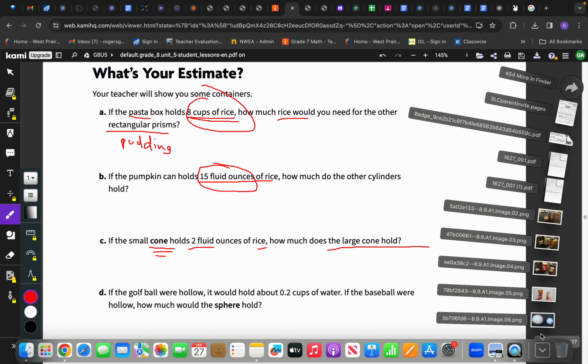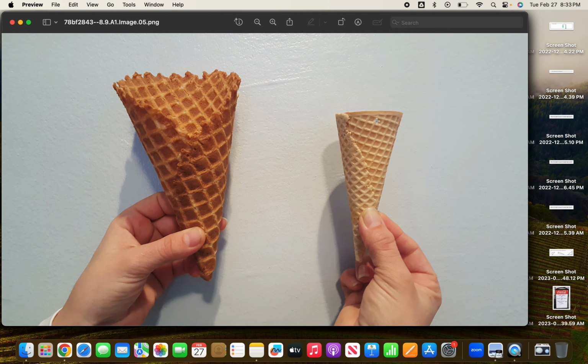So let's go look at the cones. If this one over here holds 2 ounces, then how much does that one hold? That's 2. How much does that one hold? I'm curious because we're going to learn some formulas for finding the volume of cones. Some formulas, I mean a formula.